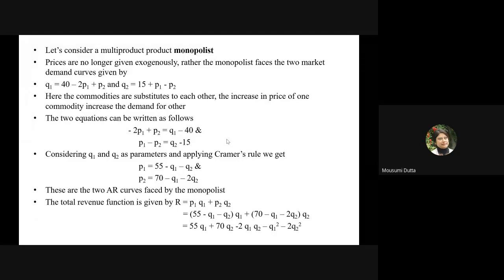So these are the 2 average revenue curves faced by the monopolist. Are you okay with this sentence? These are the 2 average revenue curves. Ma'am, can you explain why these 2 are coming to be the AR curve?